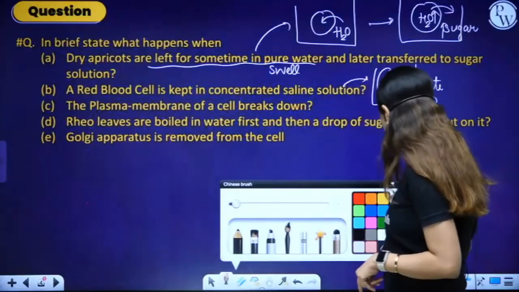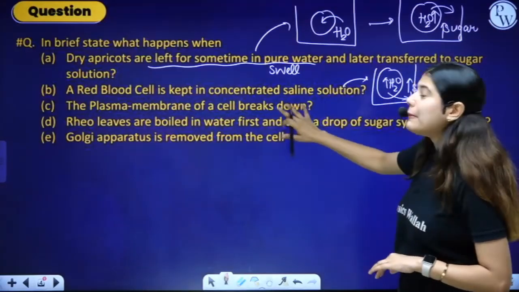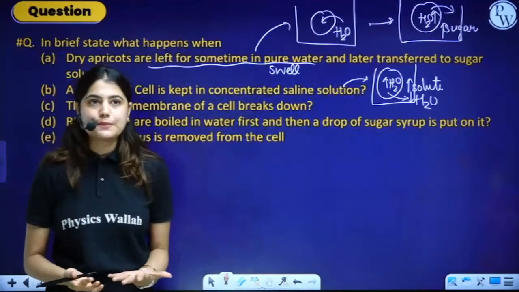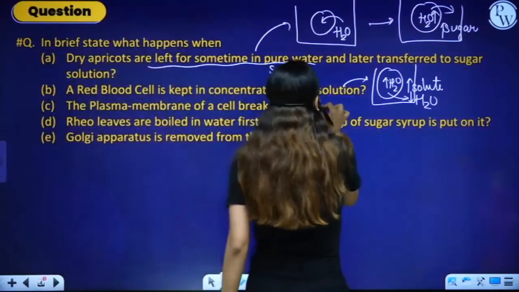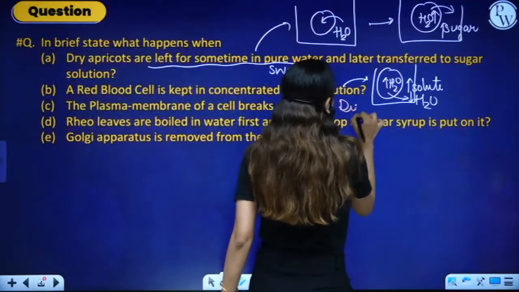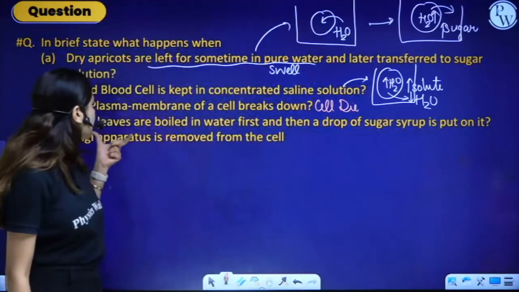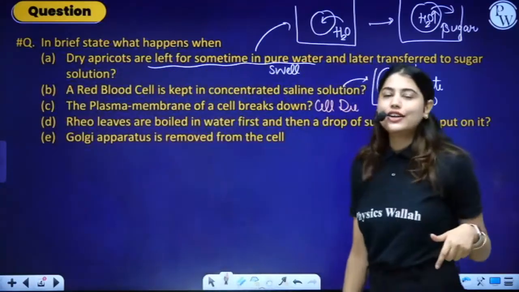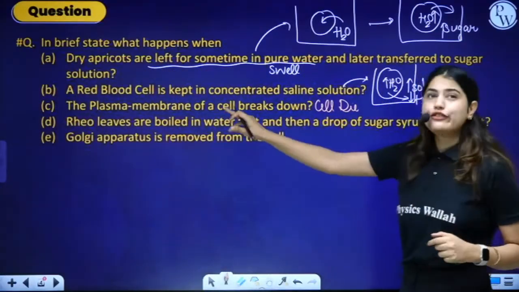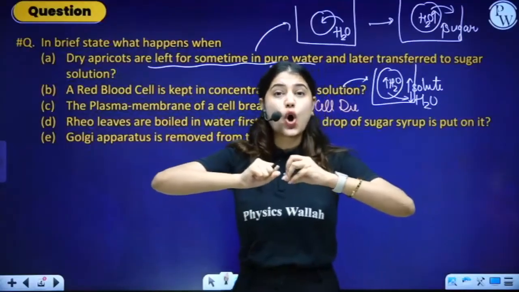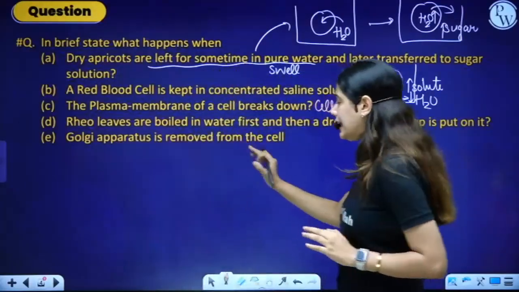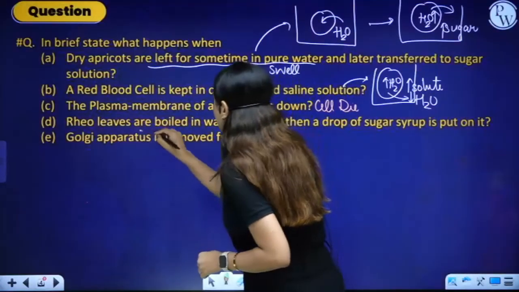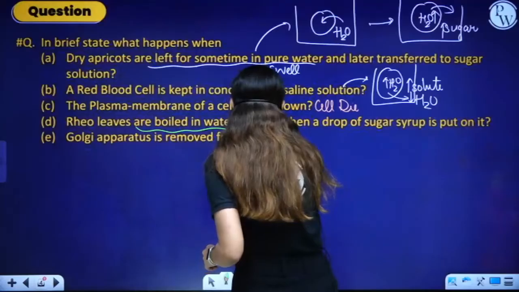Next question. Plasma membrane of a cell breaks down. Obviously, if the plasma membrane is breaking down, the cell will die. Amazing. Next question. The Rhoeo leaves are boiled in the water first and then we add a drop of sugar syrup. See, if you're boiling anything, that is going to be killed. So basically here the leaves are going to be killed because of boiling.